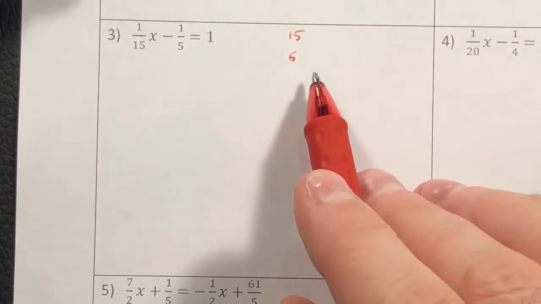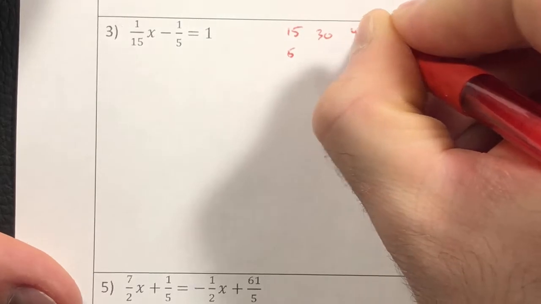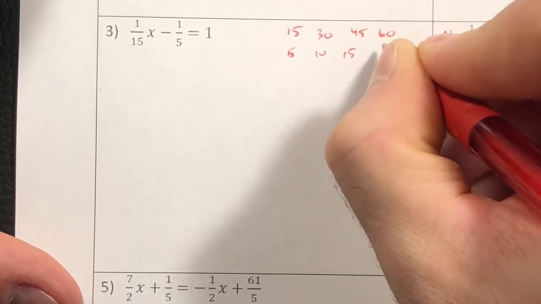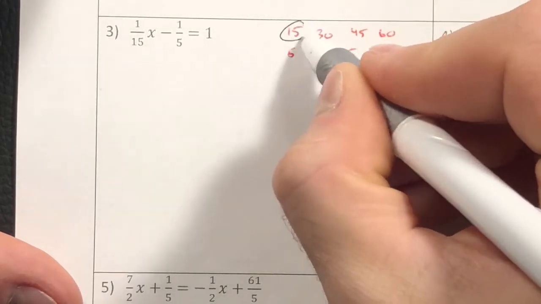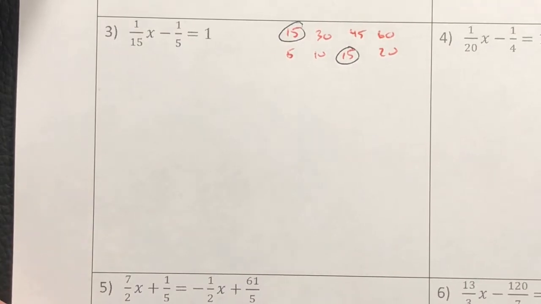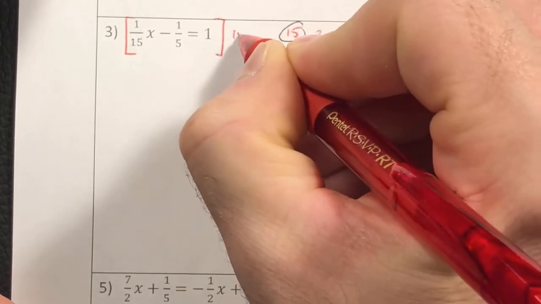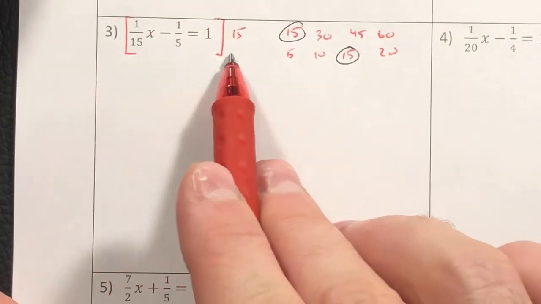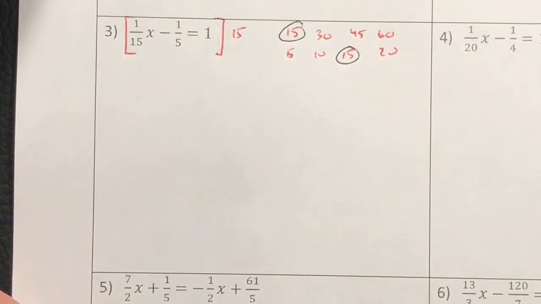Sometimes you can just spot them right off the bat, but I'm going to list a few. 15, 30, 45, 60. I got 5, 10, 15, 20, so on and so forth. And what I notice is at that point, I have my least common multiple. It's going to be 15. And so I'm going to take this entire equation and multiply it by a 15, which means I take 15 times 1 divided by 15, 15 times 1 divided by 5, and 15 times 1.